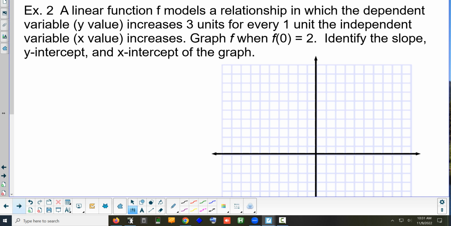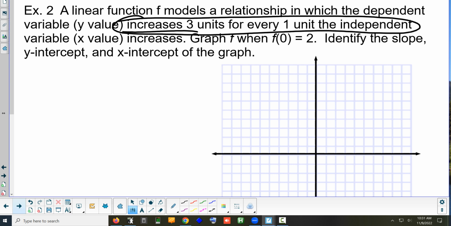Linear means straight line. In which the y value goes up 3 for every 1 unit the x value goes up. So think about that. The y value is going up 3 for every 1 unit the x value goes up. What do you think this is really telling me? It's telling me up 3, right 1. That's really my what? That's your slope.